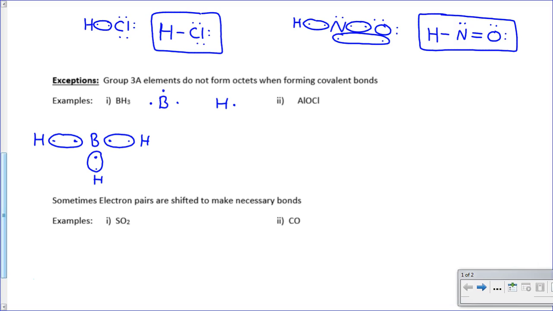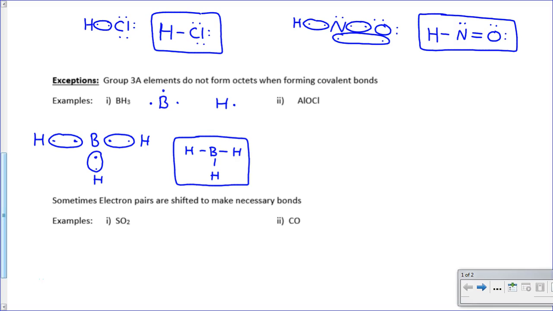And so what ends up happening here is boron kind of has to just settle for having 6 electrons around it. It doesn't actually achieve an octet. And so what we end up with here in this case is boron attached to 3 hydrogens, and then boron, rather than having a full octet, only has 6 total electrons. And so it's not perfect, but it's the best that boron can do.